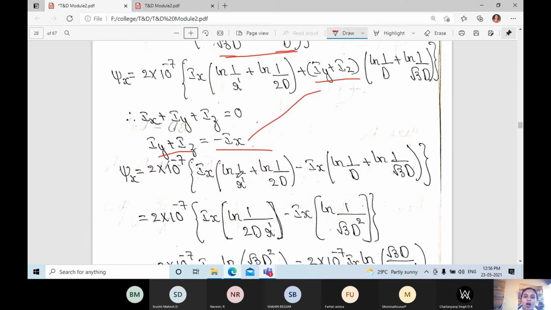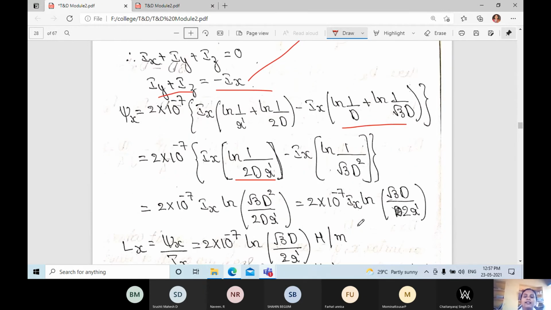Log a plus log b can be written as log a into b. That is what they have written here, 2 into d into r dash. Again here, log a plus log b is log a into b, square root of 3 into d square. So log a minus log b is log a divided by b. So log a divided by b, if you do, what you will get? Square root of 3 d square divided by 2d r dash.